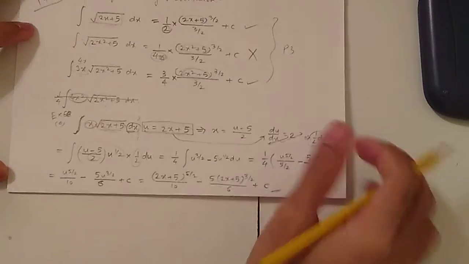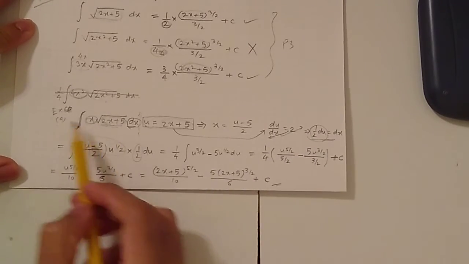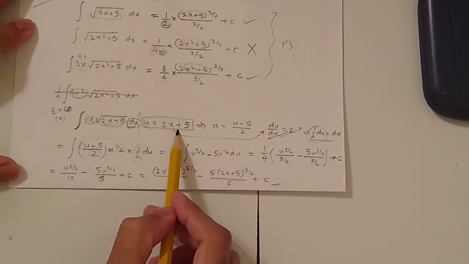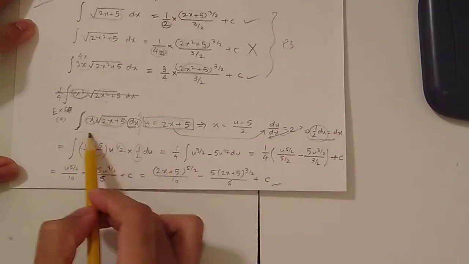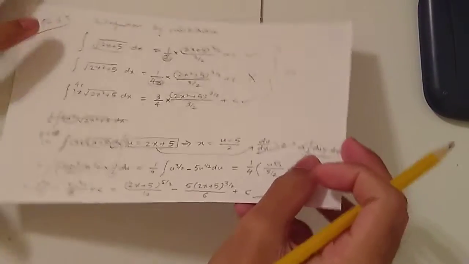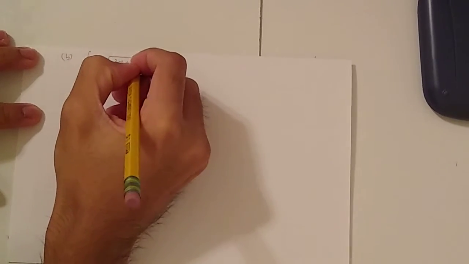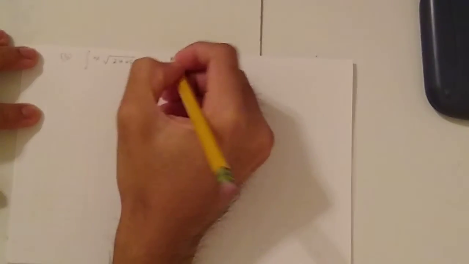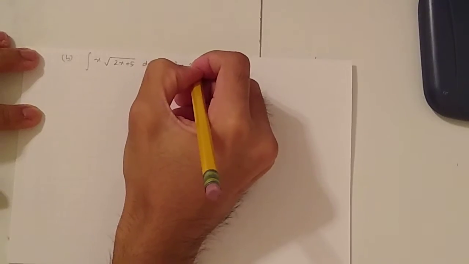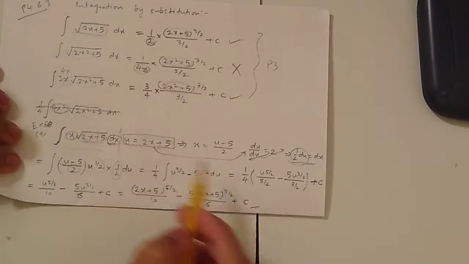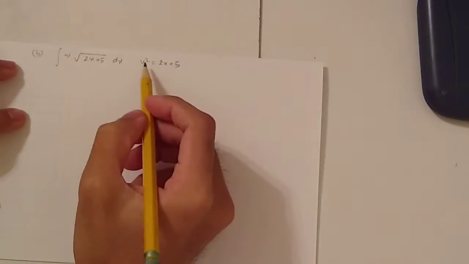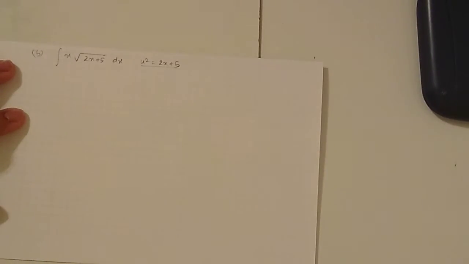Okay, now let's consider, in this first example we substituted u equals x plus 5. Let's do the same problem and try to use the substitution as in part B. In part B they're asking us to solve the same integral, but you're going to use the substitution u squared is equal to 2x plus 5. In the previous case we did u equals x plus 5.